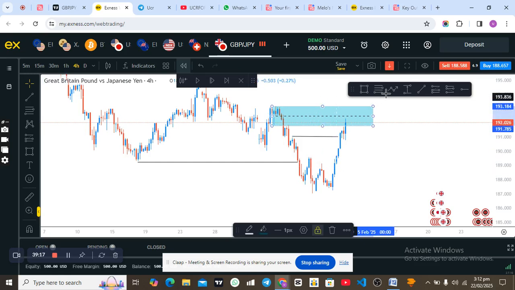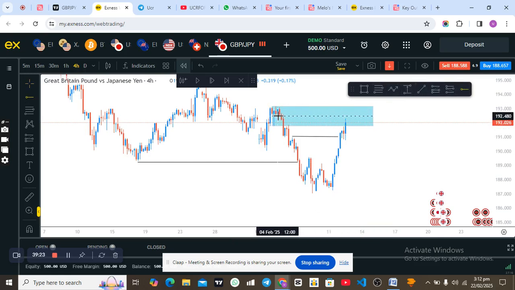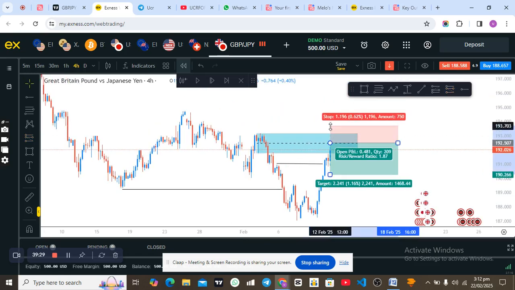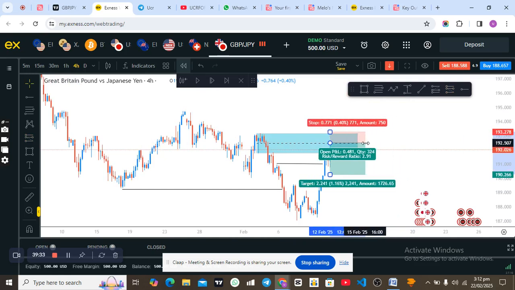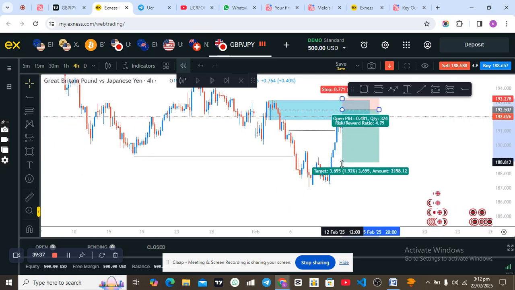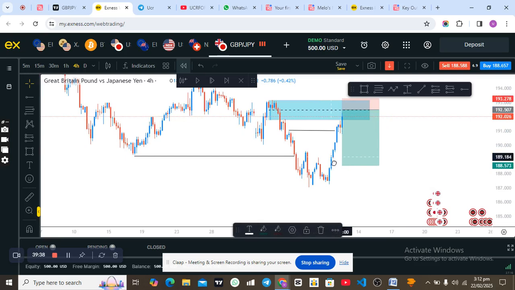So even if you want to refine the zone by making use of the half of the zone, which is this, just place your entry at the half like this, and then stop loss above the zone, and then TP. Remember to have a good risk to reward ratio rather than targeting your village.